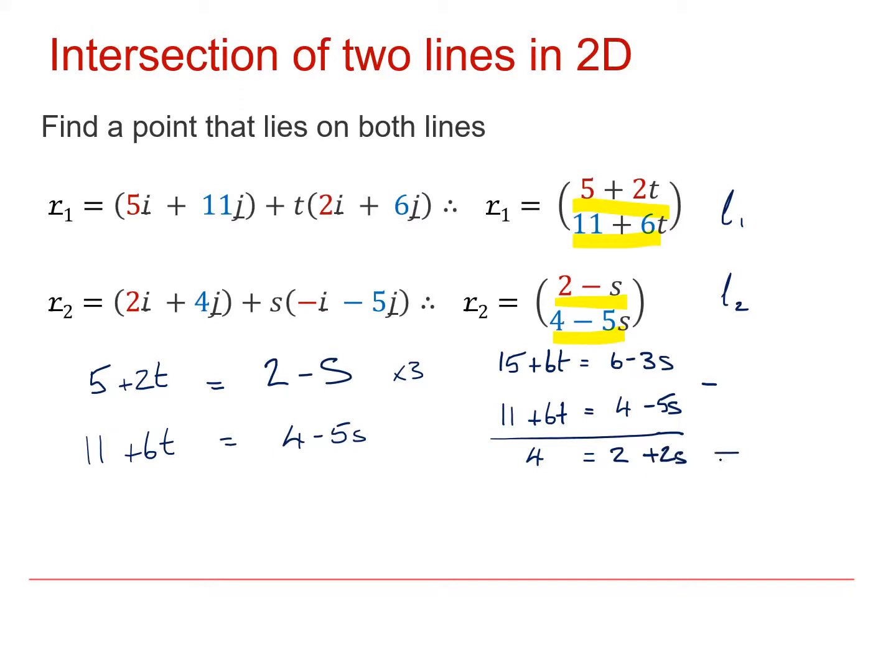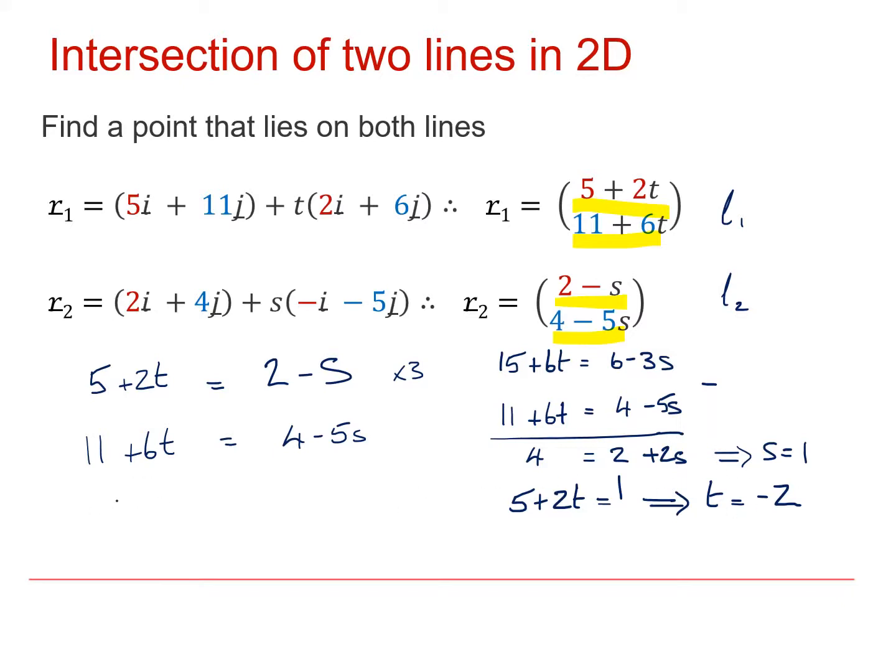And this gives me s equals 1. And if s equals 1, we can work out what t is. Well, this is going to tell me that 5 plus 2t is equal to 1, and that gives me t is equal to minus 2. So I've got s is 1, t is minus 2, and pick an equation. It doesn't matter which one you pick.